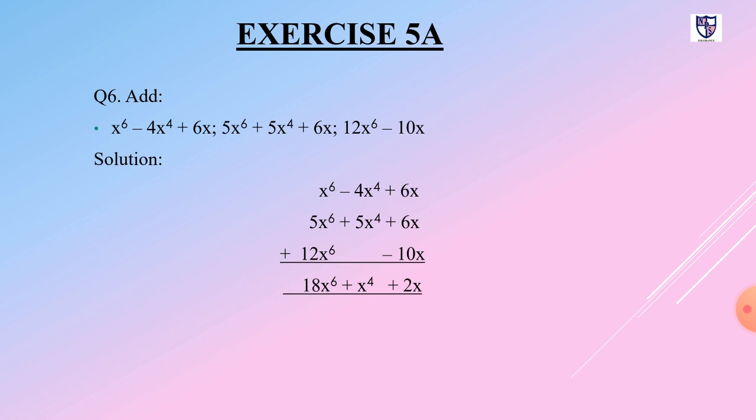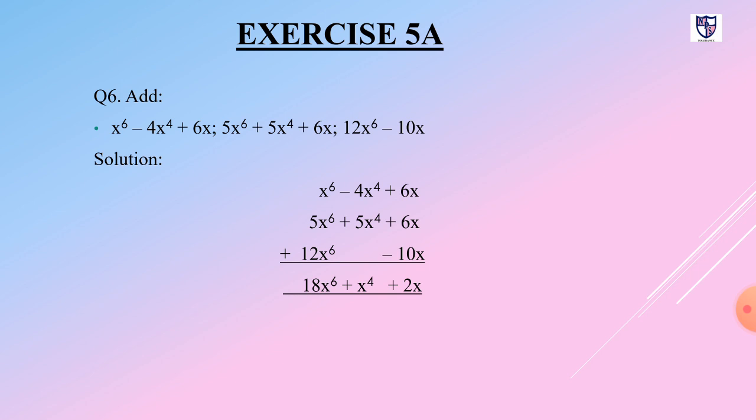Then in the next example, x^6 minus 4x^4 plus 6x, 5x^6 plus 5x^4 plus 6x, and 12x^6 minus 10x. Now we have to arrange the like terms according to their variables and their powers. 6x plus 6x is equal to 12x. When 10 is subtracted from it, we get 2x.